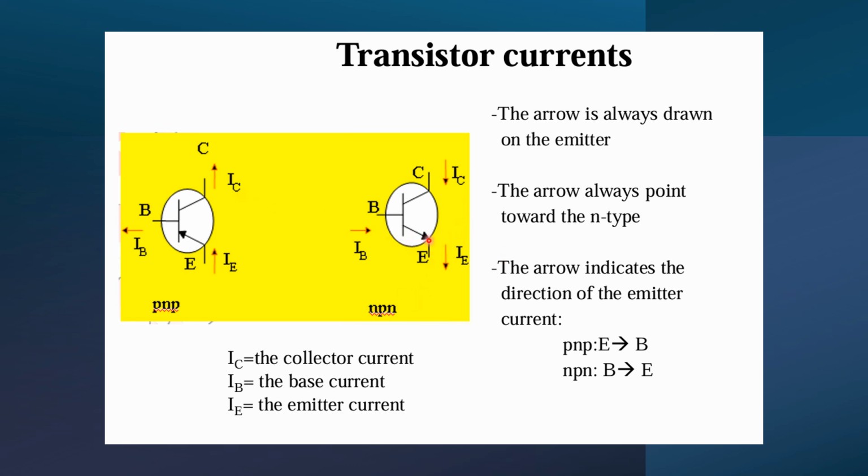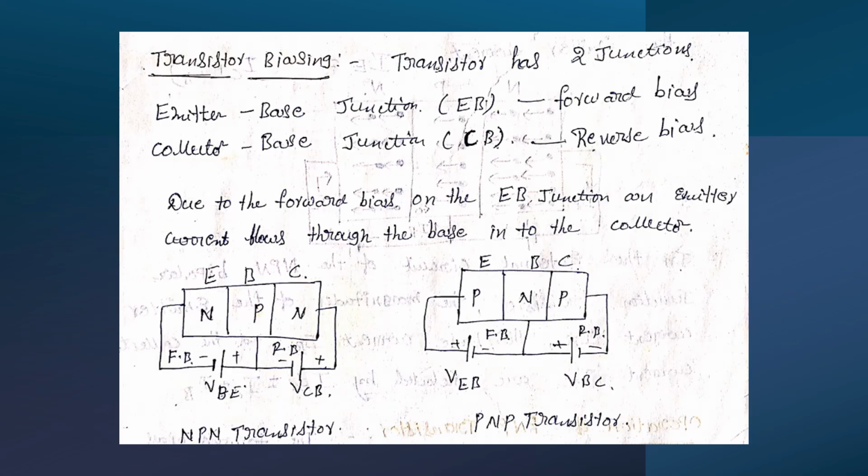NPN transistor, away from the base current direction, IE leaving current, IB entering current and IC entering current. IE is equal to IB plus IC.